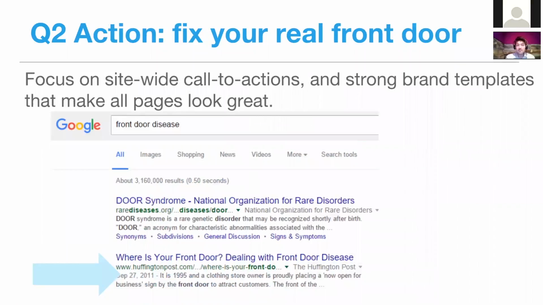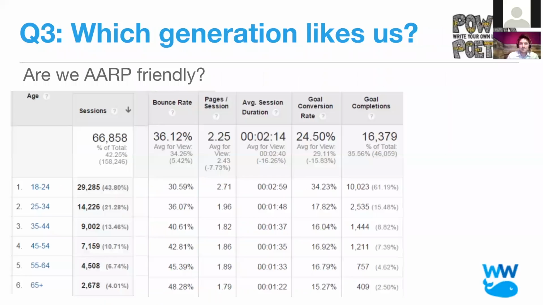So as a next step, once we figure this out, we can fix our real front door. I love this, right? We can focus on the site-wide calls to action, right? How we're getting people to give us their email, maybe donate, volunteer, register for programs, and we can build out stronger brand templates that make all pages look great. You can Google front door disease, something that we made up as a concept, and find our conversation about it, although there is, in fact, a door syndrome. I didn't realize that at first. That beats us, but we're number 2 in terms of organic traffic for that concept.